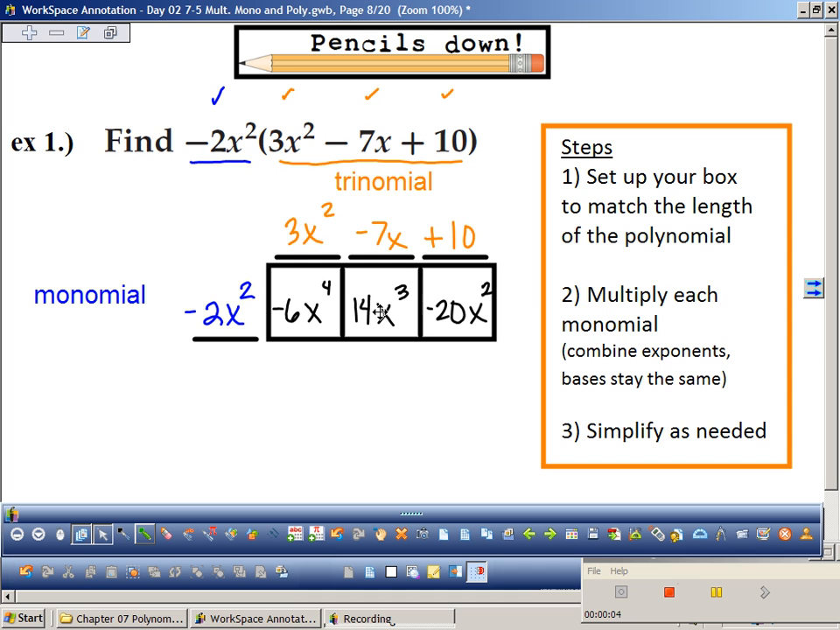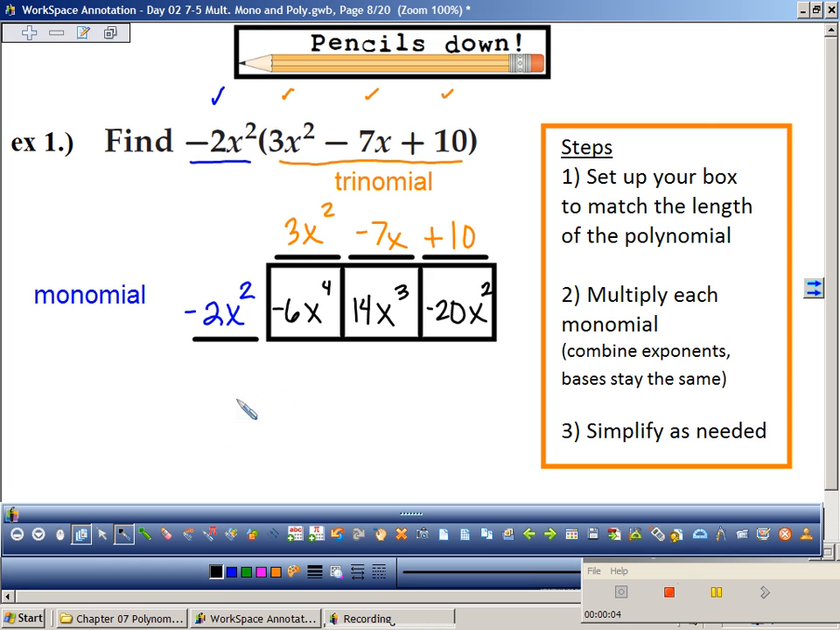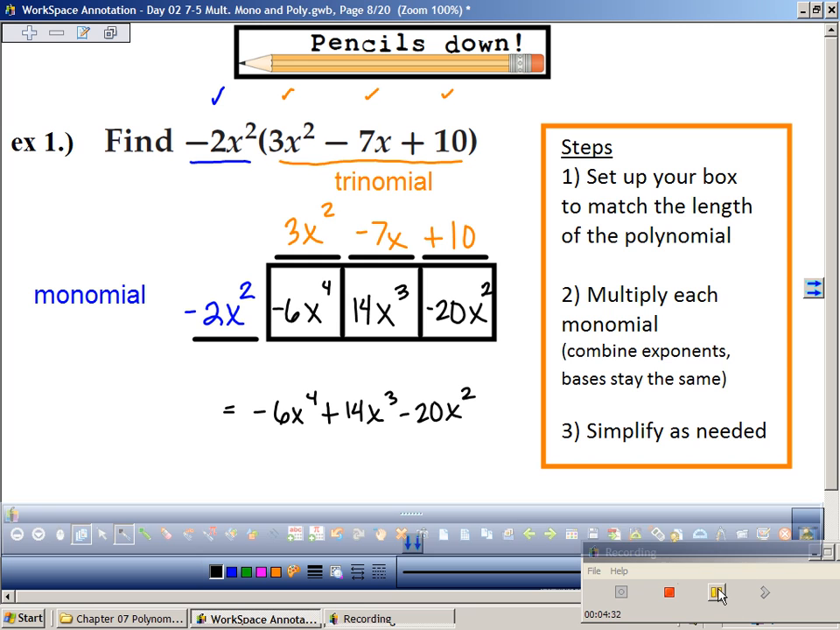So is there anything that I can combine? Any like terms I can combine? I've got x to the 4th, x cubed, x squared. Dylan, can I combine any of those? No, they're all different, right? They're all different size x's, correct? So I'm done. My answer is negative 6x to the 4th plus 14x cubed minus 20x squared. Go ahead and write that down, guys.